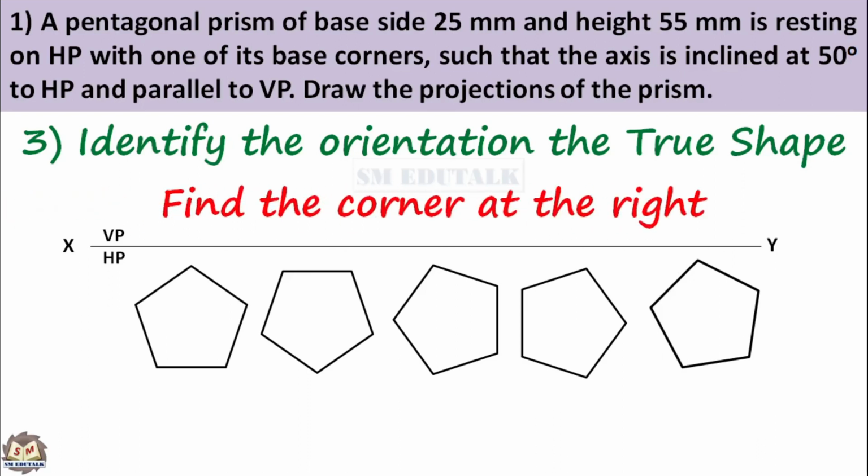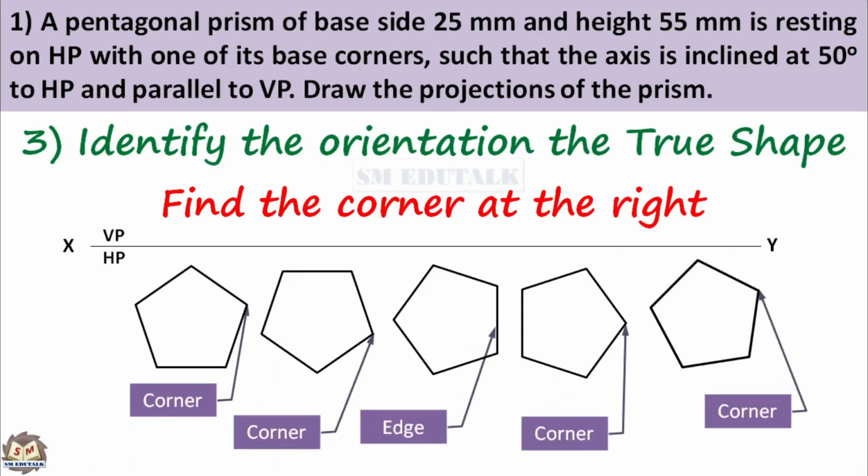So, find which pentagon has the corner on its right. All pentagons have corners on the right except the third pentagon because it has an edge on its right. So, eliminate this. Now, you have to find the right orientation in the remaining 4.